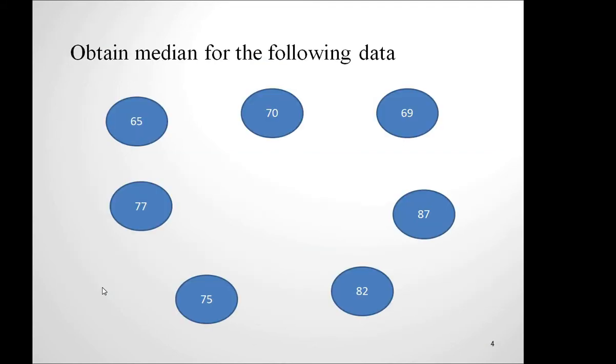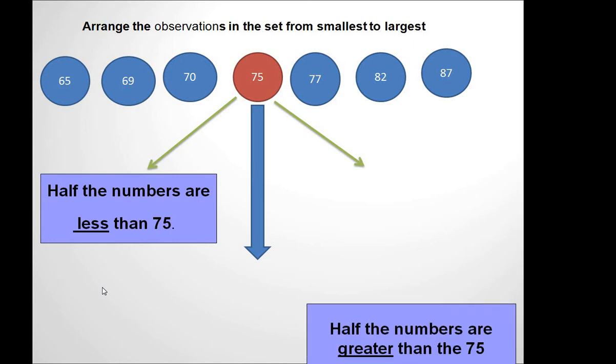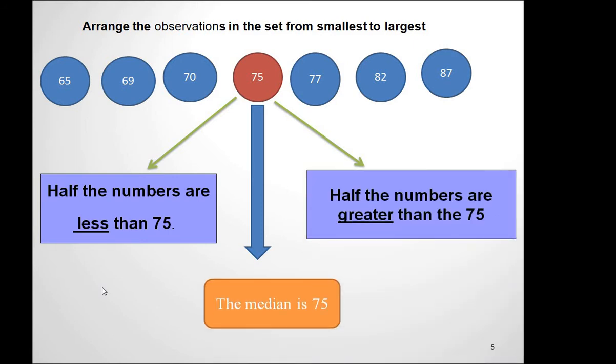Let us see an example. In this example, 7 observations are given and we have to obtain the median. So let us arrange the observations from smallest to largest. In this case, 75 lies in the middle. So the median of the given data set is 75.